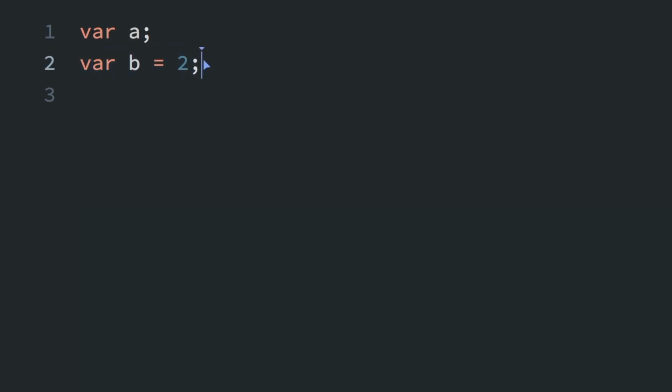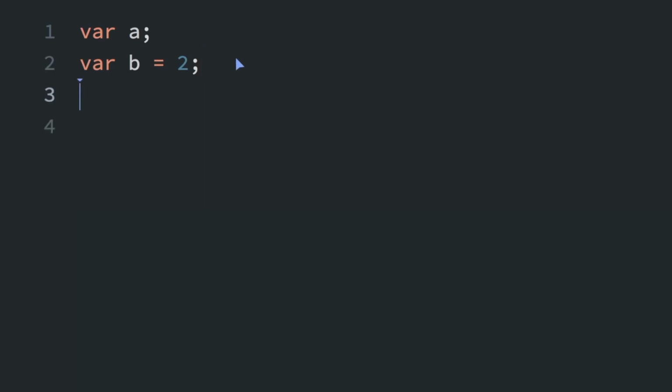We're declaring and assigning in one line. So we're declaring it var b, and then the equal sign is the assignment operator. It means that 2 is being assigned to b. We're not checking if b equals 2, though. We're just assigning 2 to b.